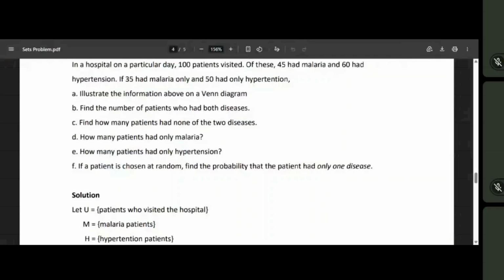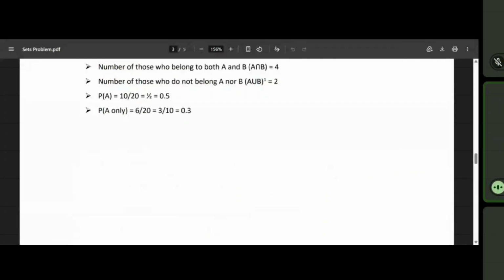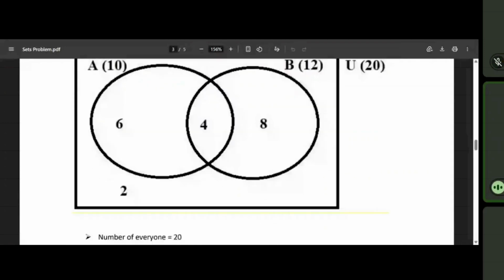Okay, sir. Now, question C: how many patients had none of the two diseases? Sir, I need clarification on the Venn diagram. The 45 for M and the 60 for H, where did we get that from? I'm a bit confused. If you can help me to understand that aspect. Thank you.